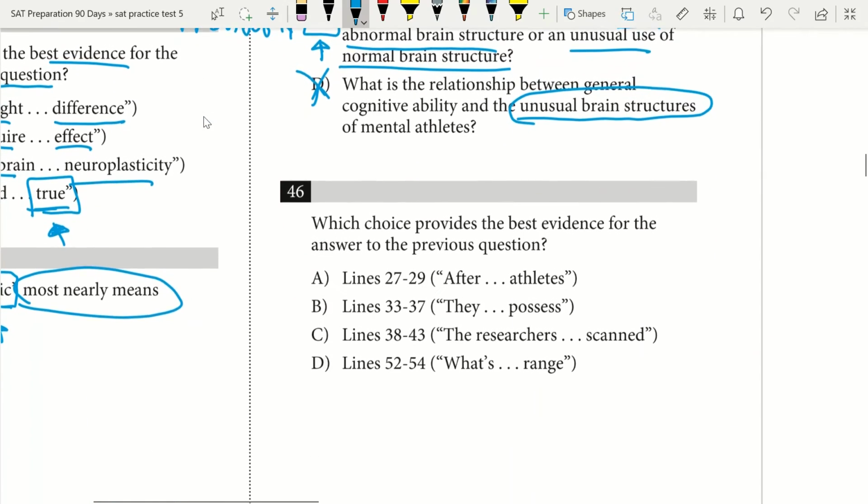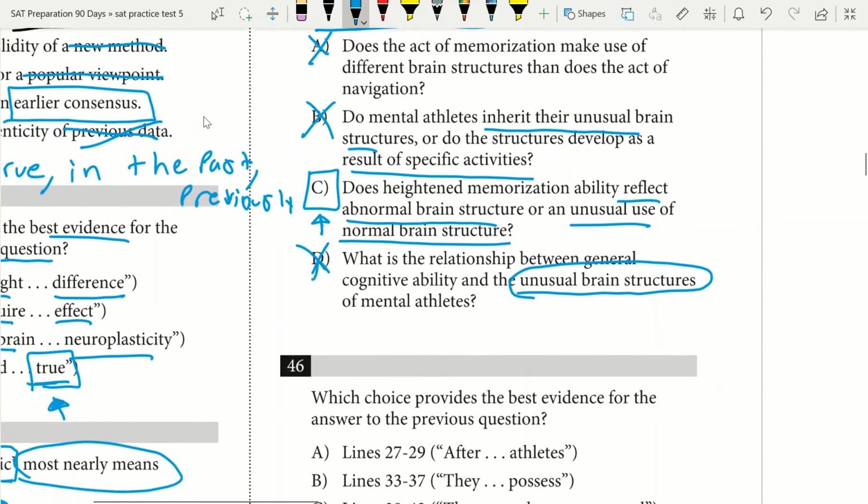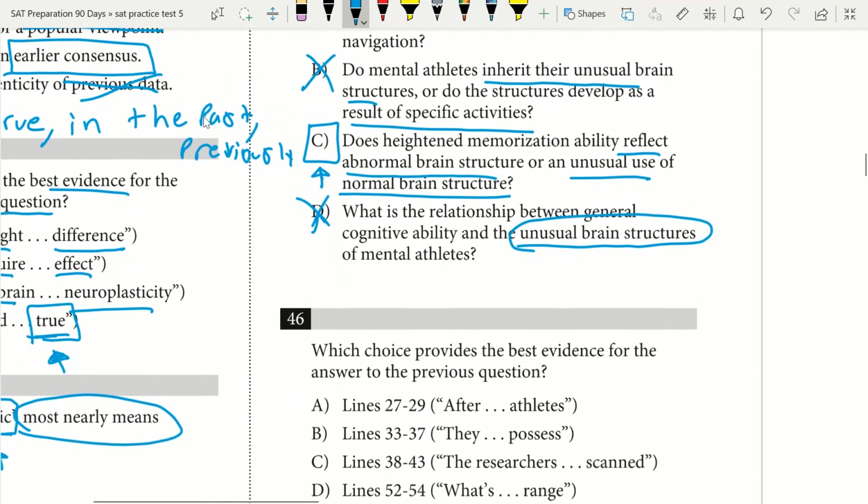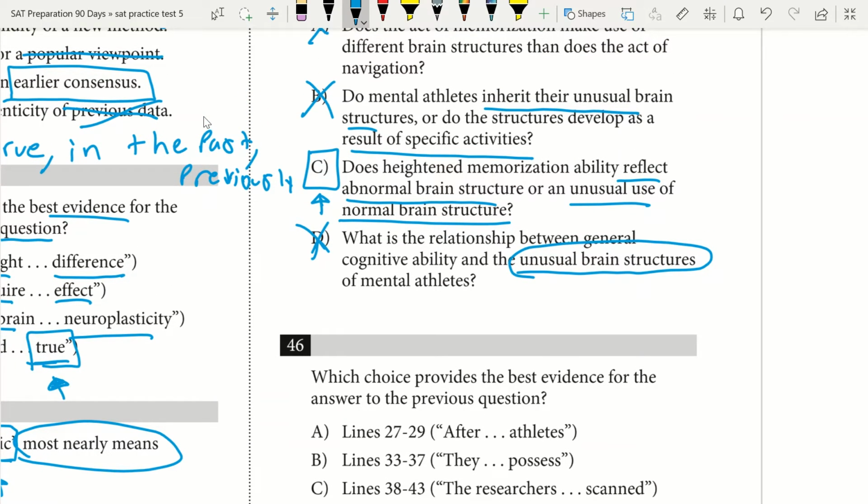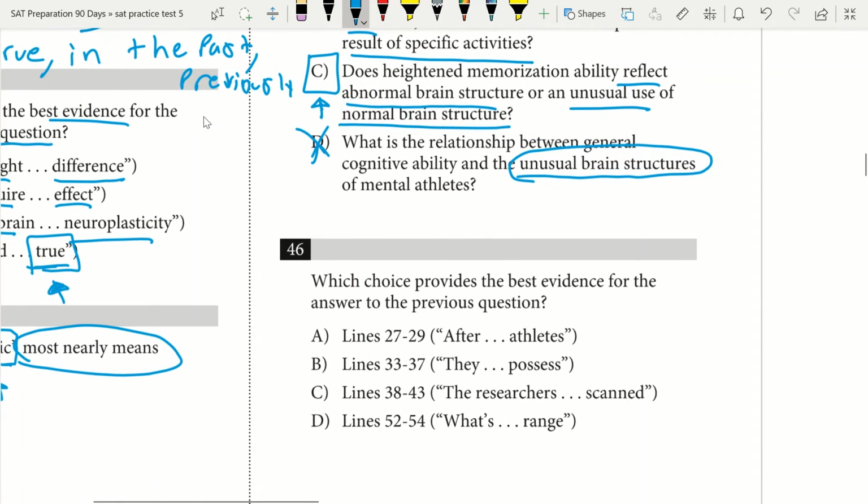Next question, we see it's going to be evidence. So once again, let's use that keyword strategy for the evidence, and let's see if we can get that answer. Obviously, if you know where the lines are that support this, does heightened memorization ability reflect abnormal brain structure or an unusual use of normal brain structure, you just go ahead and circle your answer with the lines. But let's say that you don't know which lines contain it. Let's use that keyword strategy here.